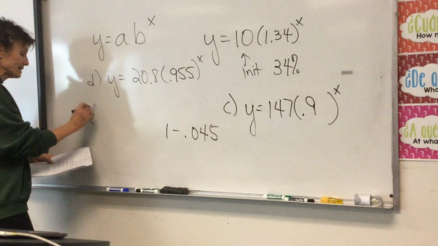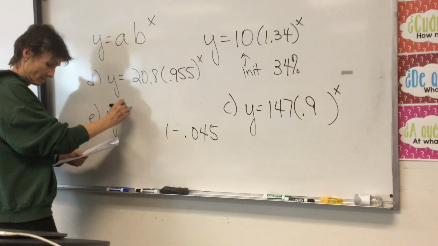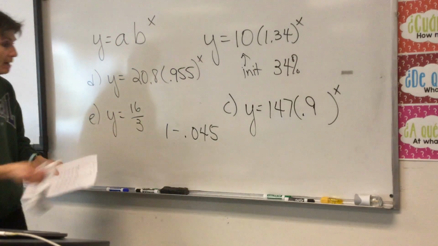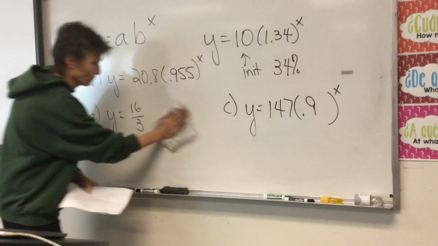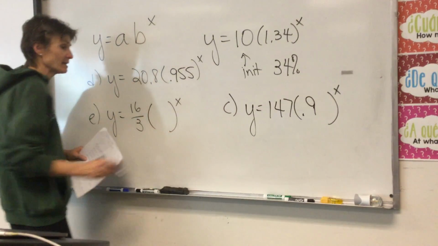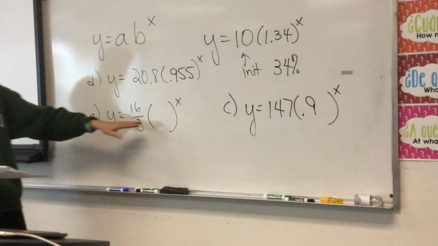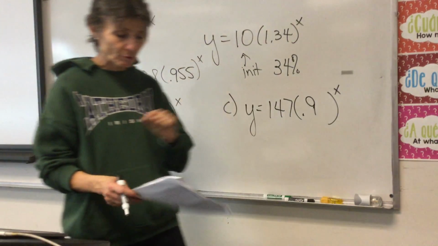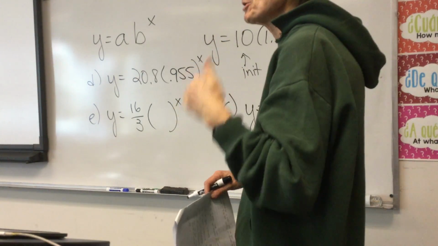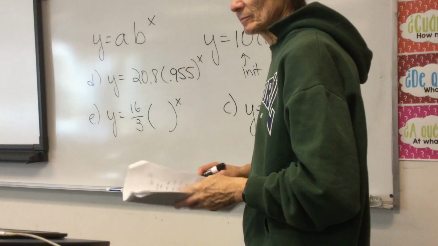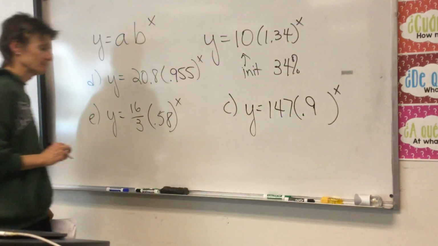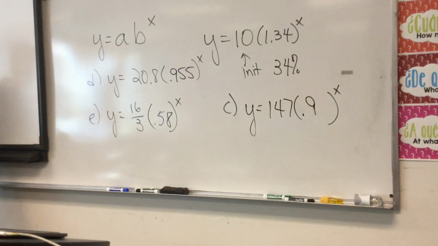And one more, E. 16/3. Don't worry. It's a fraction. Does not make one bit of difference. Times something to the x power. What's going to go in here if I am decreasing 42%? That means I'm 42% less than one. 0.58. Perfect, perfect, perfect.